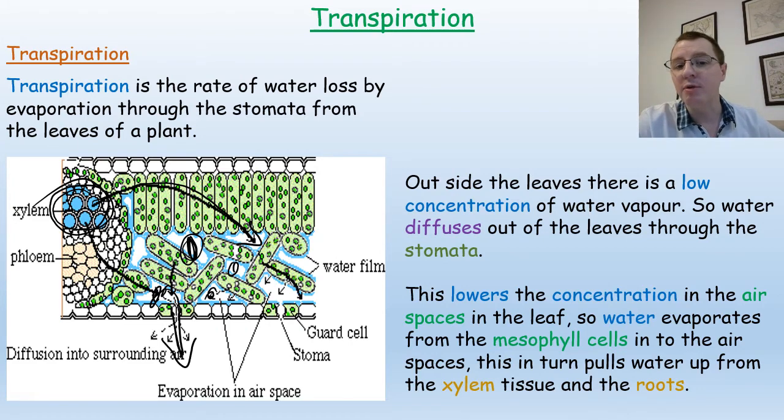Now, why does this happen? Well, this happens because outside the leaves there is a very low concentration of water vapour. So the water will diffuse out of the leaves through the stomata, because diffusion is the movement of a substance from high concentrations inside the leaf to low concentrations outside the leaf. So this will lower the concentration in the air spaces in the leaf, so water evaporates from the mesophyll into these air spaces, and this in turn will pull water from the xylem tissue and eventually from the roots. So this allows water to move through the entire plant.